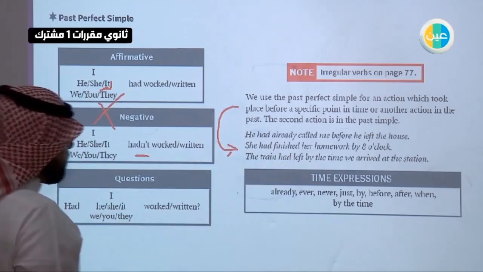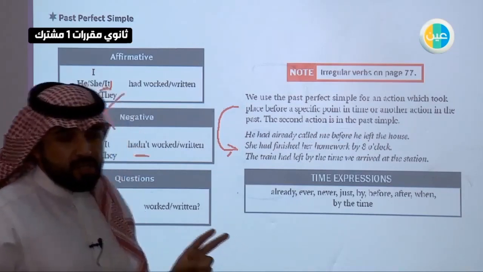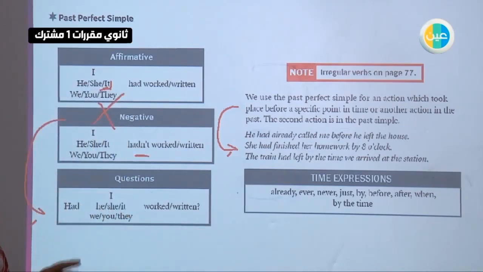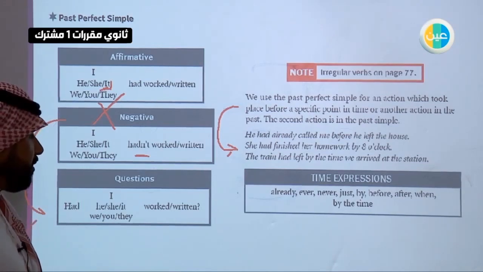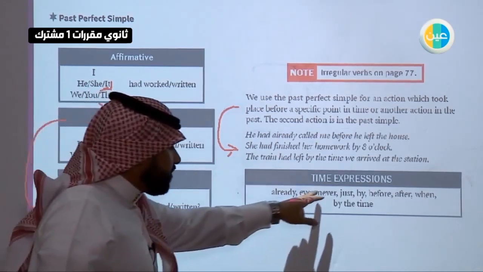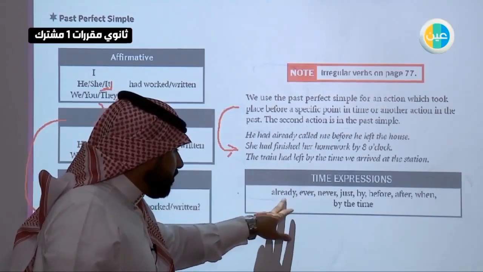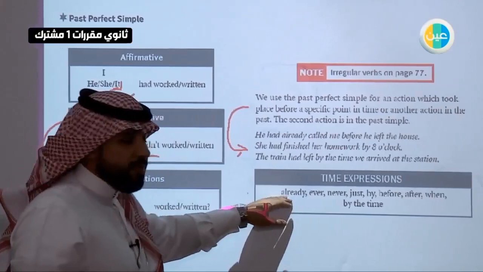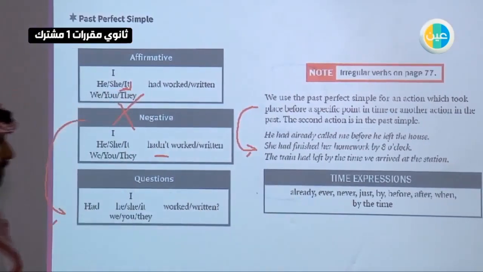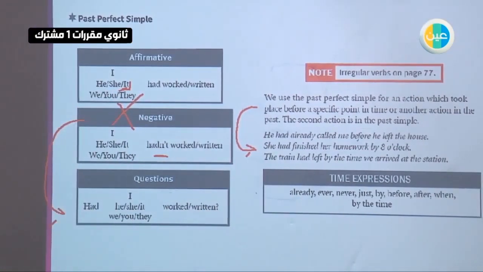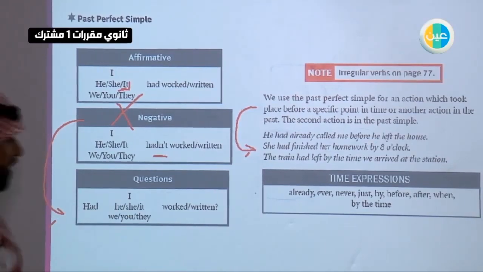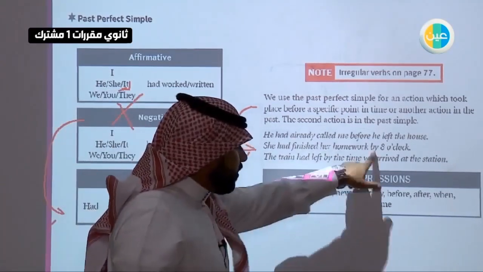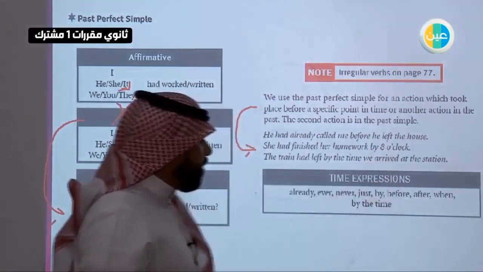The second action is in the past. If we have two actions, as I told you before, for the first one we have to use the past perfect simple, and for the second one we just use the past simple. These are the time expressions that we can use with the past perfect simple: already, ever, never, just, by, etc. For example, here we used by for the specific time, by 8 o'clock.